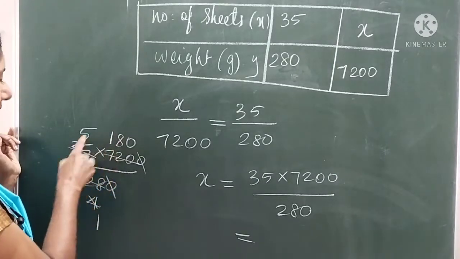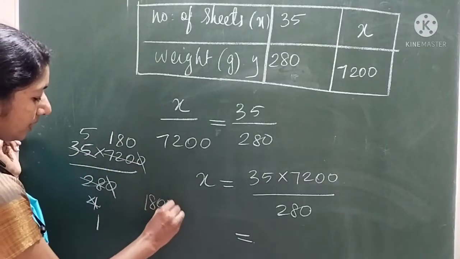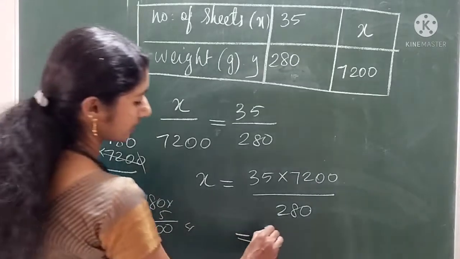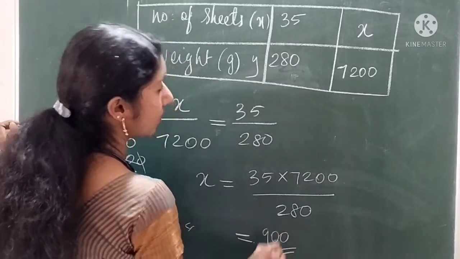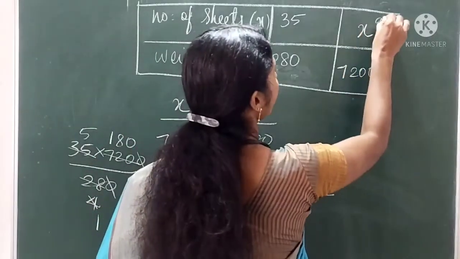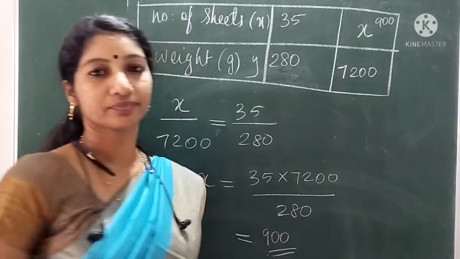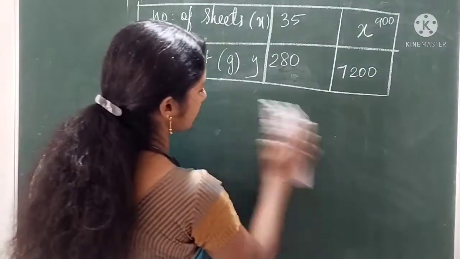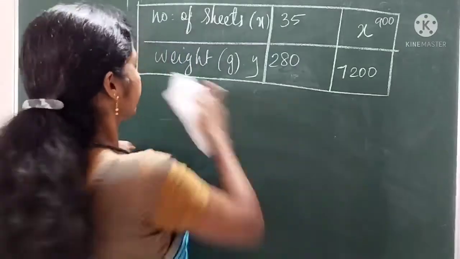Then 0. So 180 into 5 we need to do. 180 into 5, 0, 8 5s are 40, then 9. So we are getting it as 900. So how many sheets will be there? 900 sheets will be there. Okay, so final answer we need, right? Therefore the number of sheets is equal to 900.